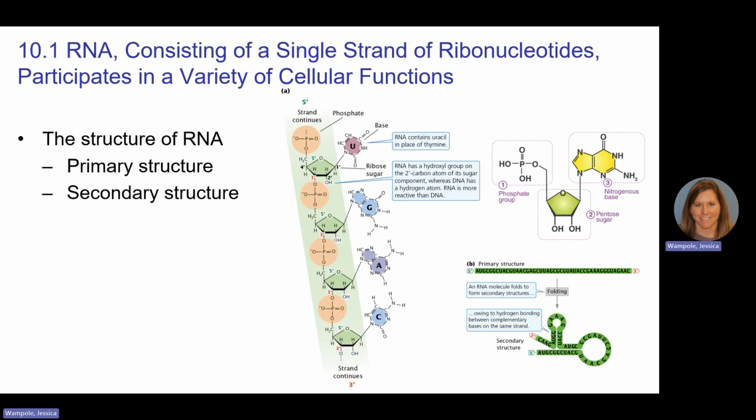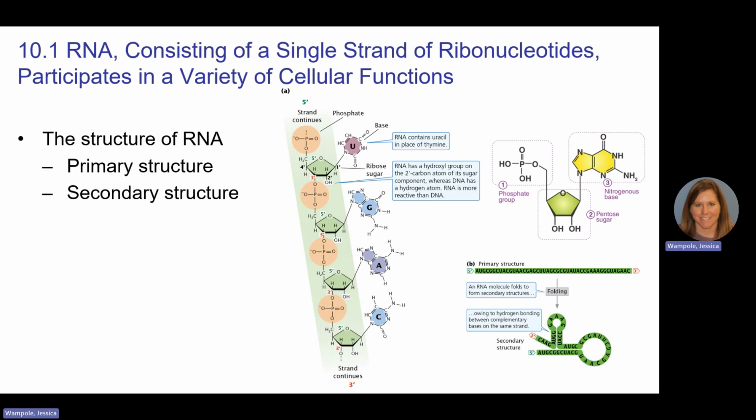All right, so let's go ahead and talk about structure of RNA. Most of what you know about DNA is going to apply to RNA. RNA is made up of nucleotides that have the same general composition, so a sugar, a phosphate, and a nitrogenous base, with a couple of specific differences.